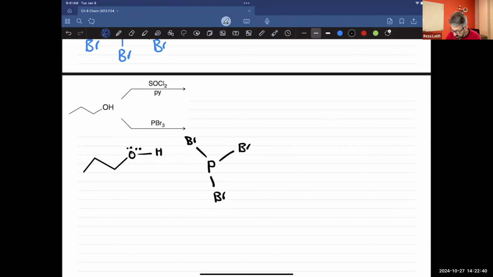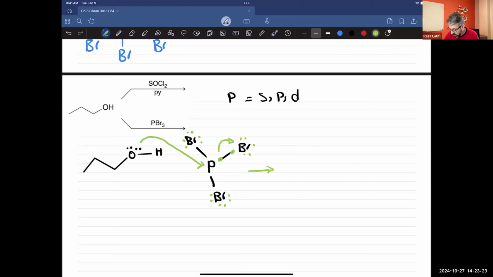Phosphorus has s, p, and d orbitals. That means it's capable of forming more than 4 bonds. It can have five bonds easily, and in order to do it, it will use the d orbital to make more than 4 bonds. So what will happen in this case? We have bromines that each have three lone pairs. While oxygen is attacking the phosphorus, one of these bromides will take the 2 electrons and leave the system.